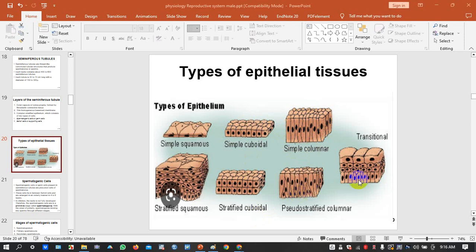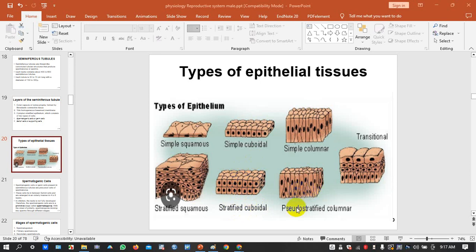Then stratified means that we have more than one type of epithelial cells clustered together, and this forms a stratified epithelium. So if we have more than one squamous cells clustered together, we can see one layer here, one layer here, one layer here, one layer here, one layer here. We call it stratified squamous epithelium. This is stratified because more than one simple epithelium is put together. So we have stratified cuboidal epithelium.